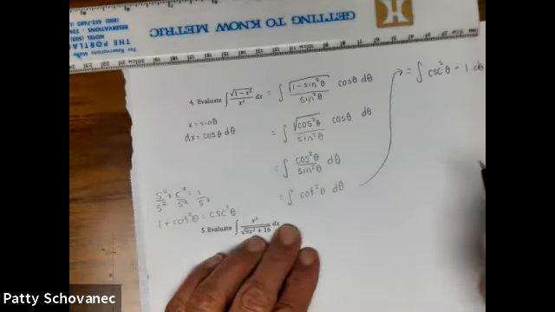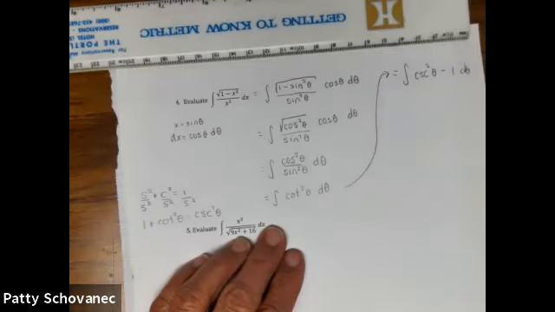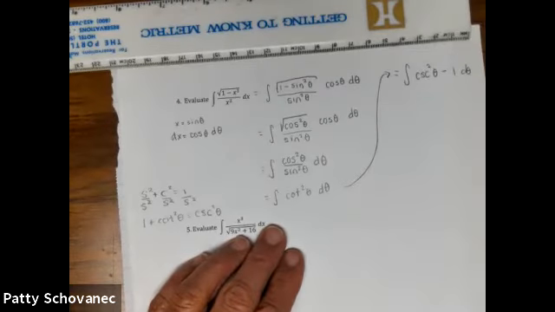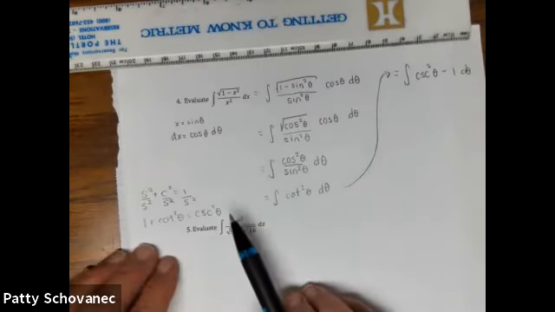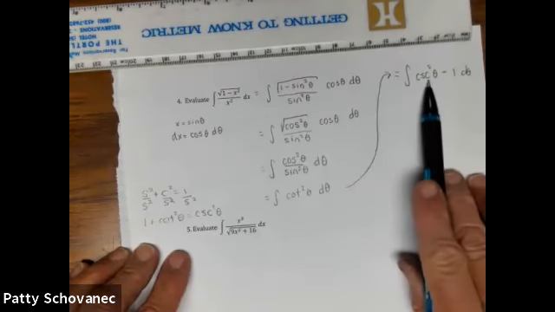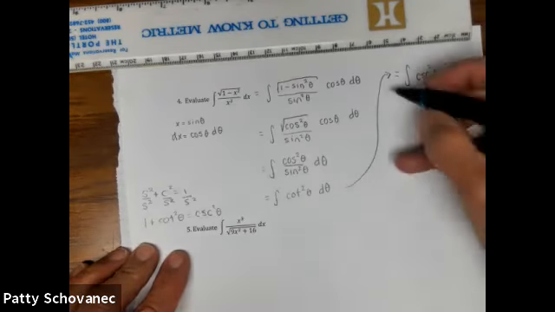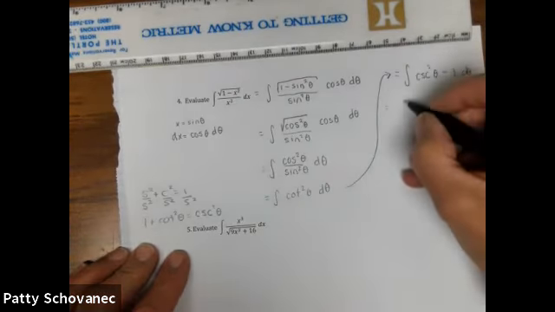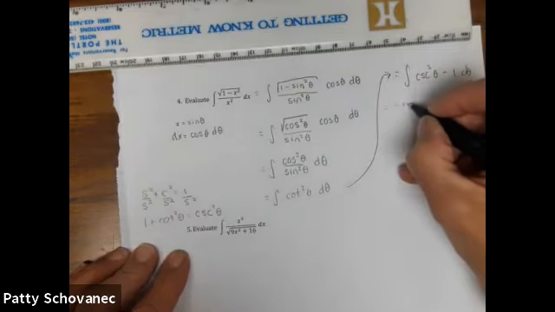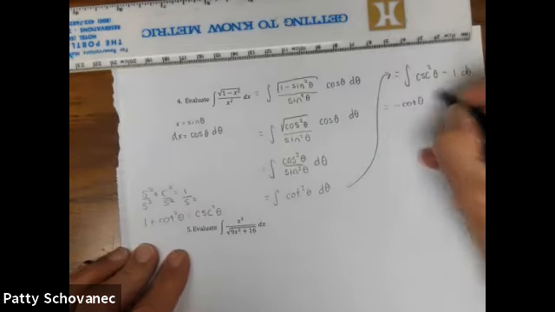You know, that's the same way we integrate a tangent squared. To integrate a tangent squared, we change tangent squared to secant squared minus 1 because we know how to integrate a secant squared. The integral of cosecant squared is a negative cotangent, and then the integral of that one is just going to be a theta.